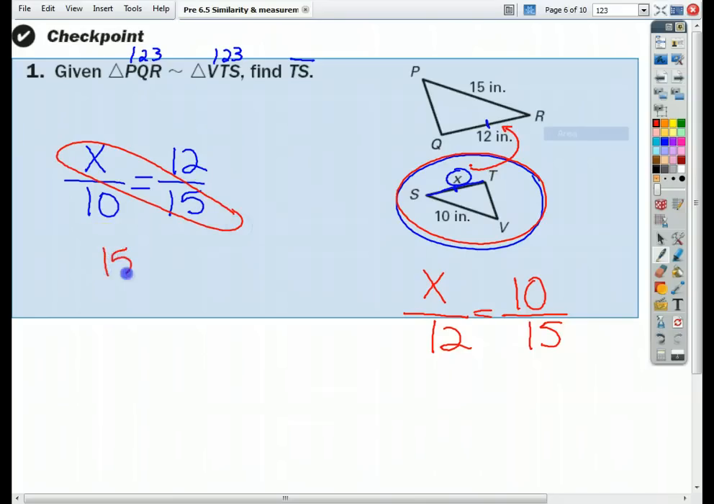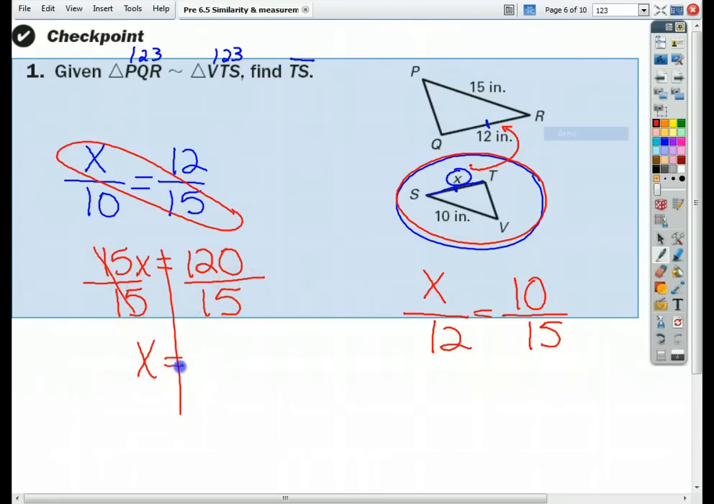So I have 15x equals, what's 12 times 10? 120. Final step, I need to divide by what? 15. X equals 8 inches. Excellent. Okay, questions? We're good?